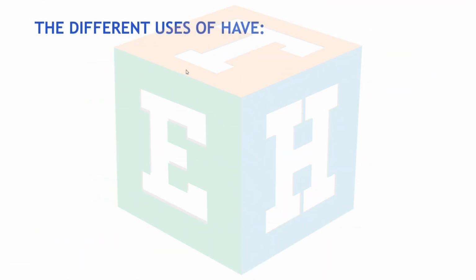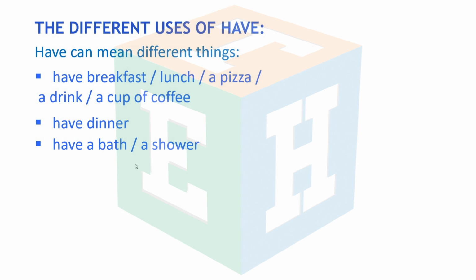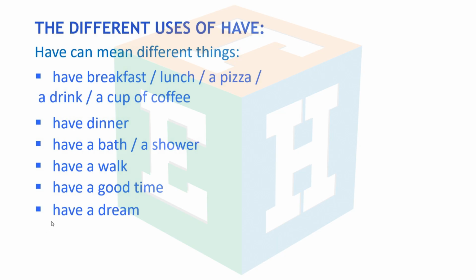The different uses of have. Have can mean different things. Have breakfast, lunch, a pizza. Have a drink, have a cup of coffee. Have dinner. Have a bath, a shower. Have a walk. Have a good time. Have a dream.